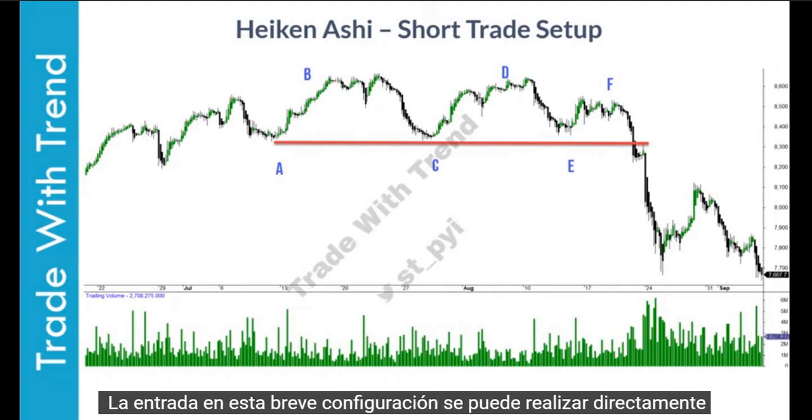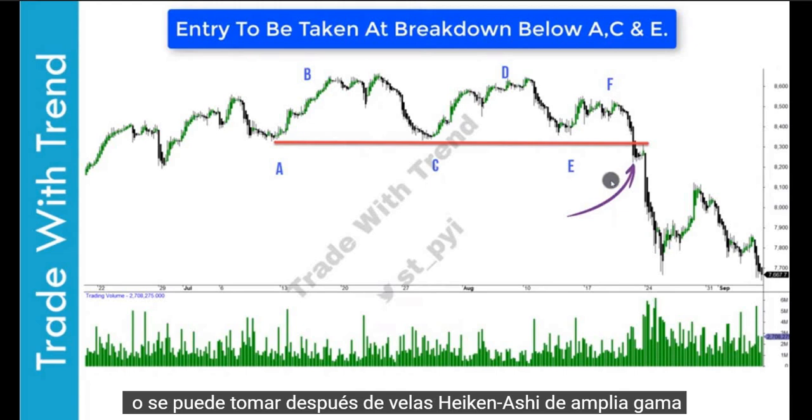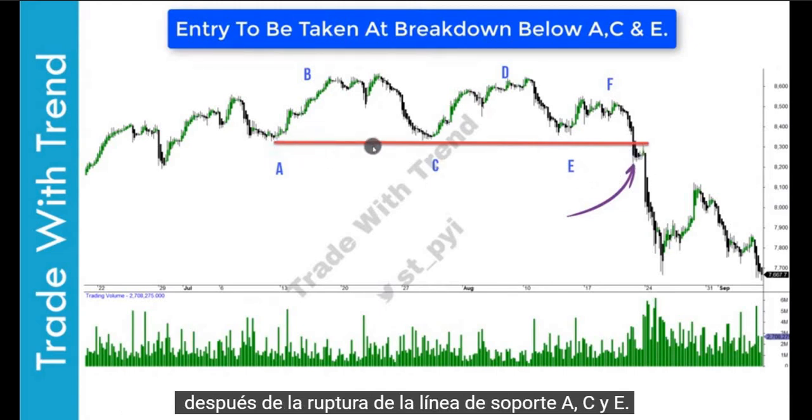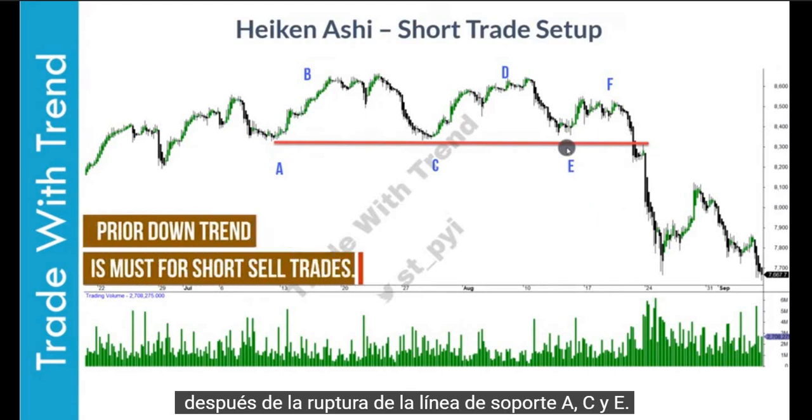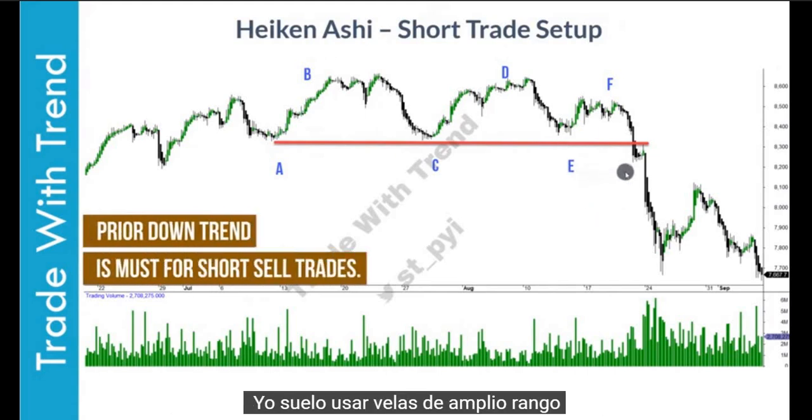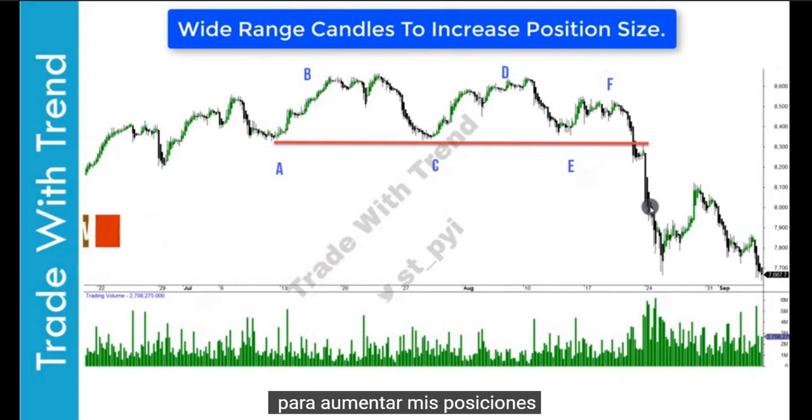Entry in this short setup can be either taken straight away or it can be taken post wide range Heiken Ashi candles after the breakdown of A, C and E support line. I usually use the wide range candles to increase my positions once I have taken the initial entry after the breakout or breakdown.